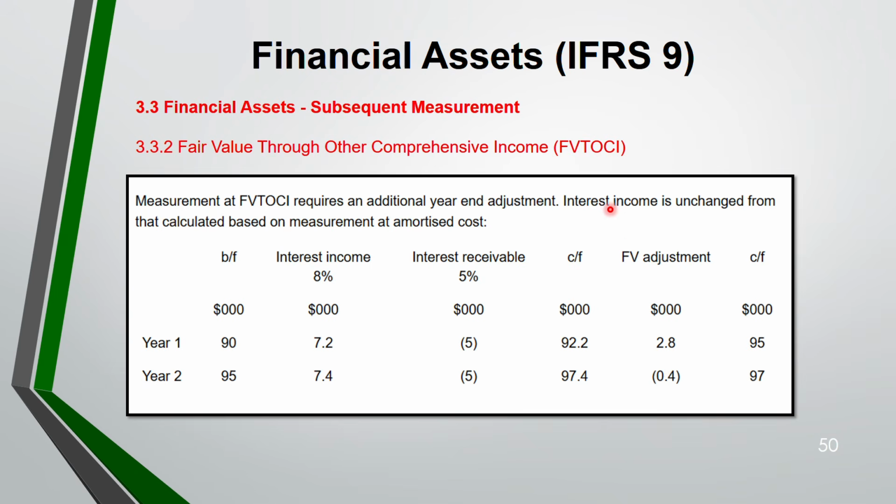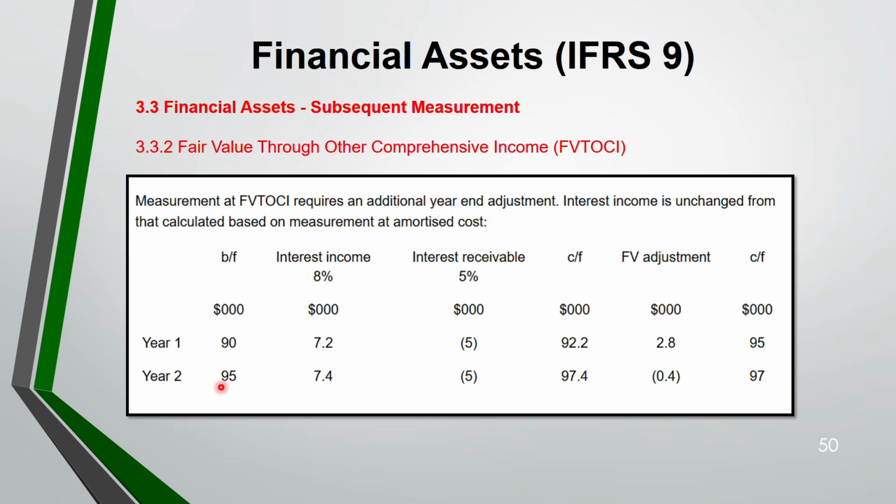But your interest income is unchanged from that calculated based on measurement at amortized cost. Remember, whatever your interest income is, this line will not change whether you use amortized cost or OCI. Why? It is based on this amount, the brought forward balance. You will keep on carrying this to the next. But here, see, that is for the first line.